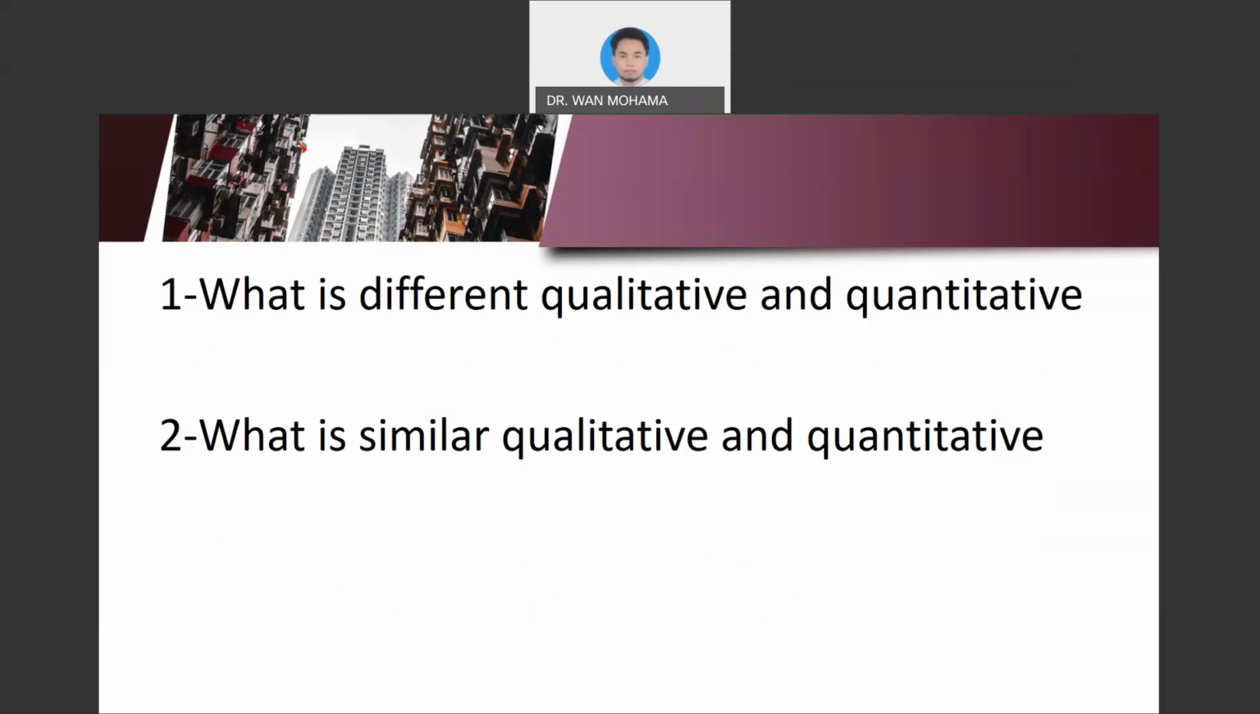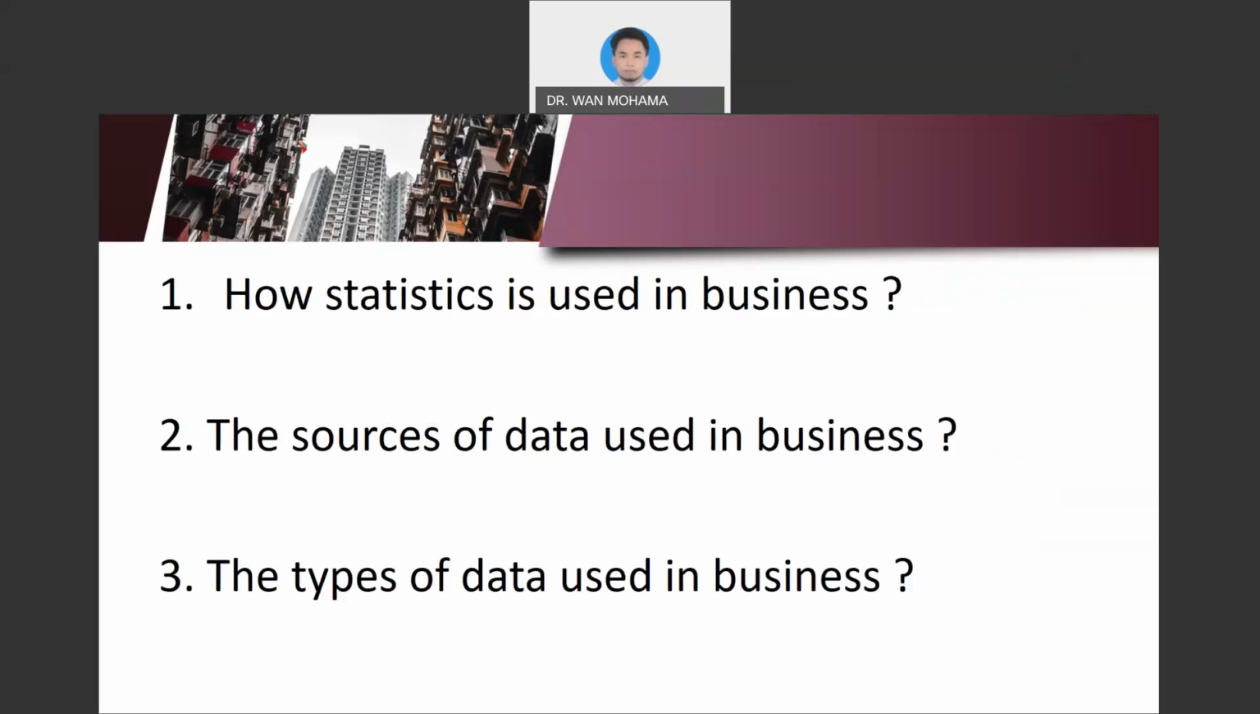For example, body temperature is also called quantitative. But if you just get the information for your research based on your interview and your observation, this is what we call qualitative. Qualitative and quantitative are not similar. They have their own methods to analyze. For the qualitative, you don't have to learn about formulas, but for the quantitative, you have mathematical formulas. Okay, how is statistics used in business?